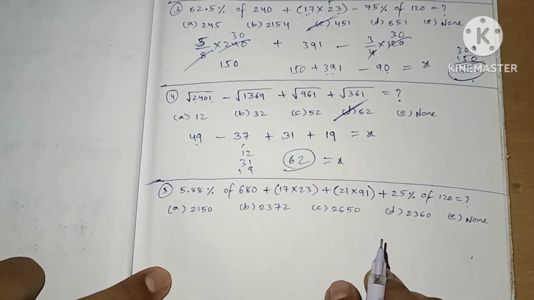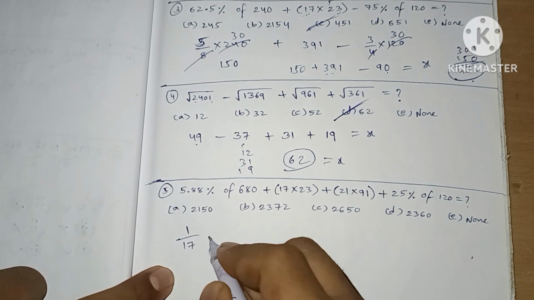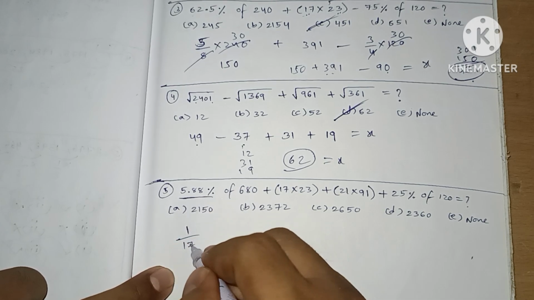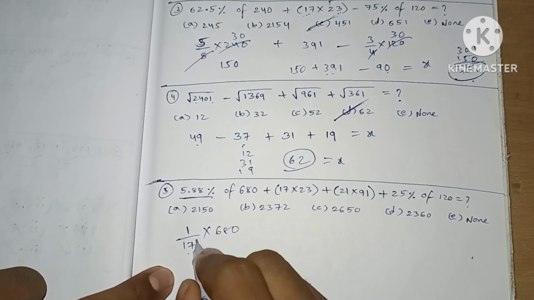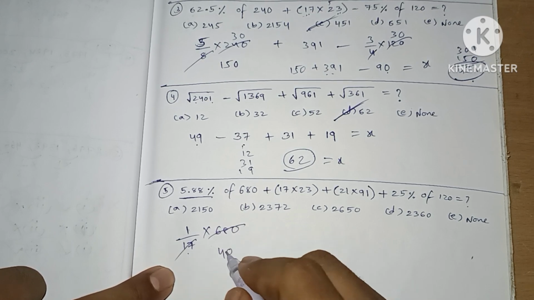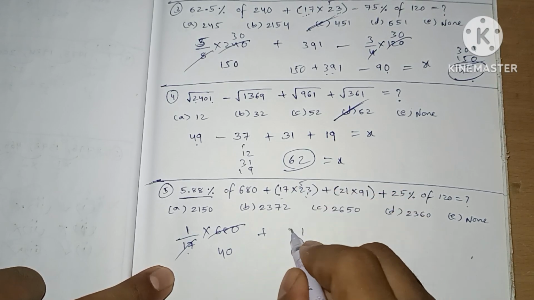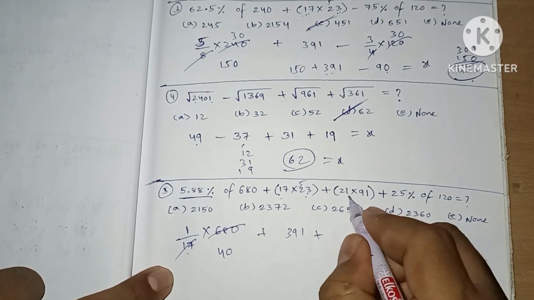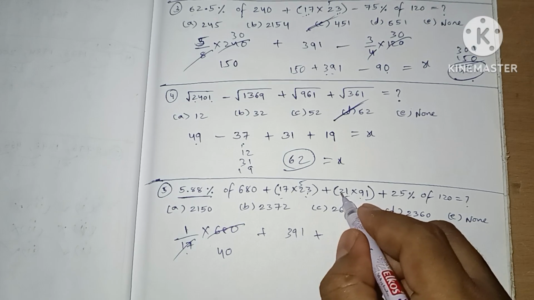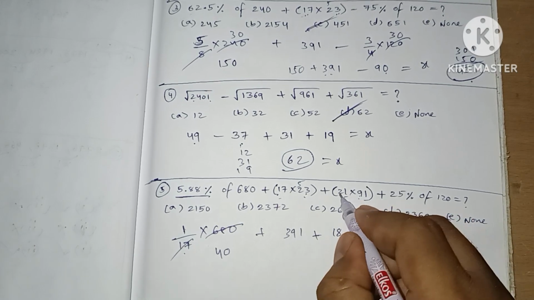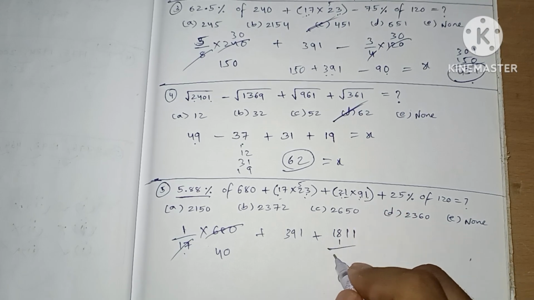Next, fifth question. 5.88%, which is nothing but 1 by 17. We must remember the fraction of this one. 5.88% fraction value will be 1 by 17 into 680. So 17 4 times will be 68, so it will be 40. 17 3 times will be 51, 17 2 times 34 and 39, plus here 21 and 91. Unit digits are 1. So we'll do 9 2 times will be 18. Sum of 2 and 9 will be 11. So 1 and 1. 1 into 1 will be 1. So we get 1911.